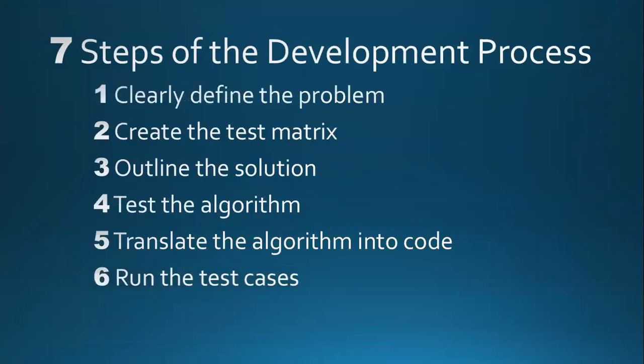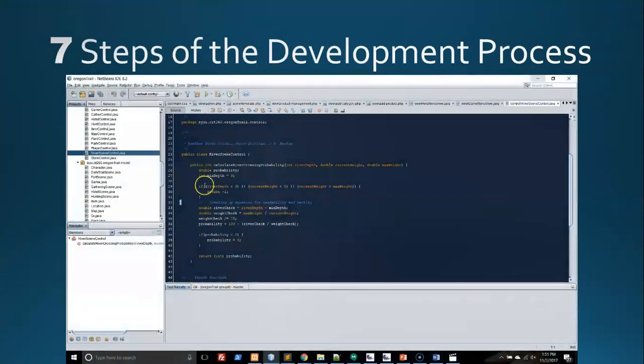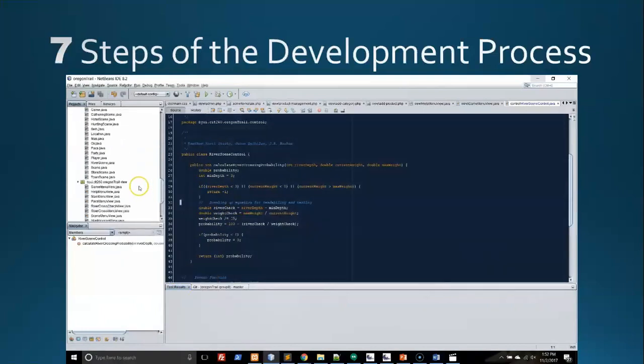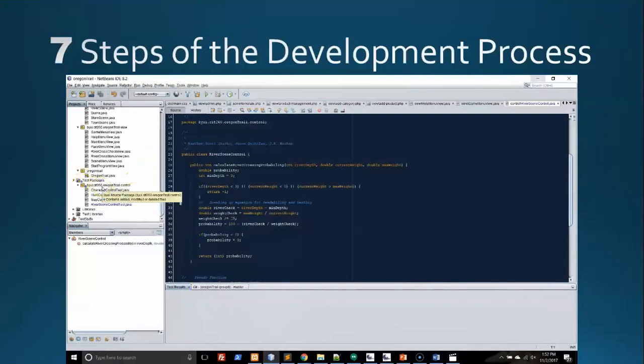Now that we have our code, it's time to run the test cases through an actual compiler. This is made easy using JUnit. Here we are inside of our river scene control class. You can see our function here. If I right-click the class and move down to Tools, Create Update Tests, JUnit will create a special test class for us. This has already been done, so we're going to go to our test packages, Oregon Trail Control, River Scene Control Test.